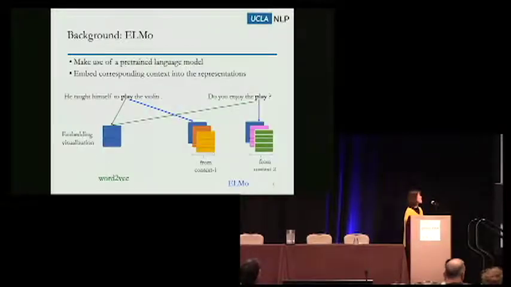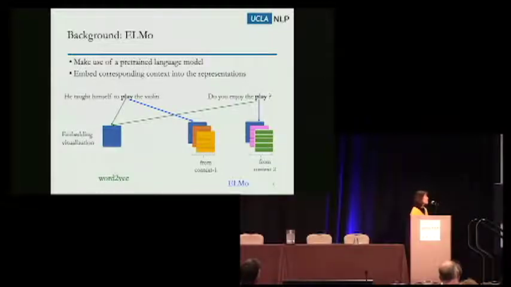Before doing that, a quick background about ELMo. Traditional word embedding will assign a fixed vector to a word, even though the meaning is different. ELMo makes use of a pre-trained language model, and when assigning a vector to a word, it will take the corresponding context into consideration. For example, the two places here will have different representations using ELMo. The context information makes ELMo contain richer information, which will help the downstream tasks.